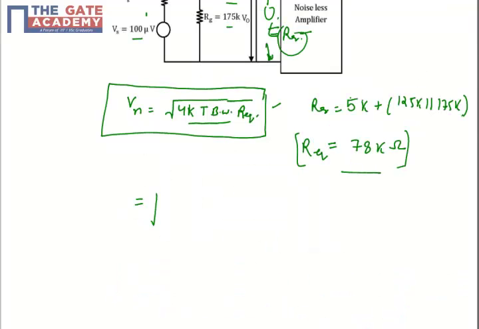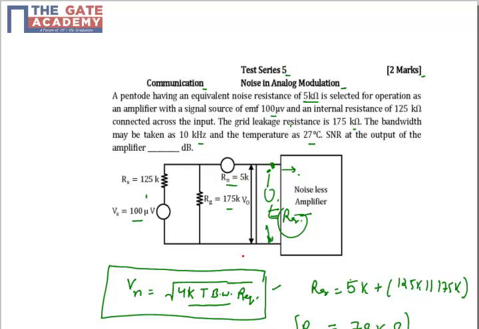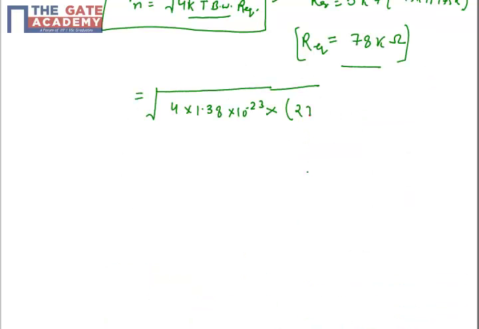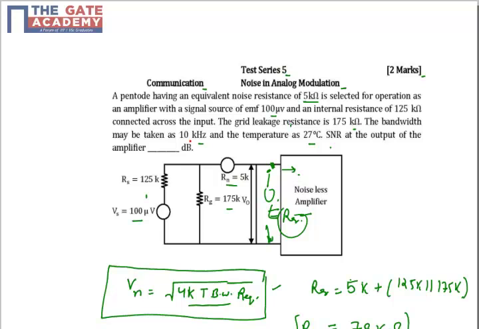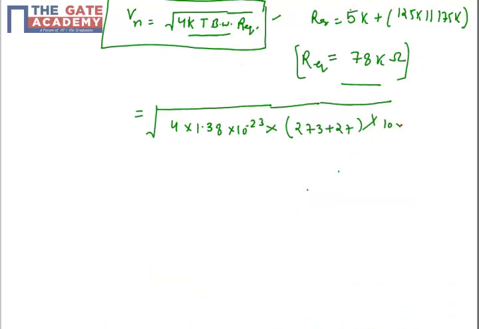Rest we already know. So let's calculate the noise voltage, which is 4 times Boltzmann's constant. We know that it's 1.38 times 10 raised to the power minus 23, multiplied by the temperature. Temperature we always put in Kelvin. It is given here in degrees centigrade, so just add 273 plus 27. Then the bandwidth is 10 kilohertz, which is 10 times 10 raised to the power 3. R equivalent we have just calculated as 78 kilo ohm, which is 78 times 10 raised to the power 3.